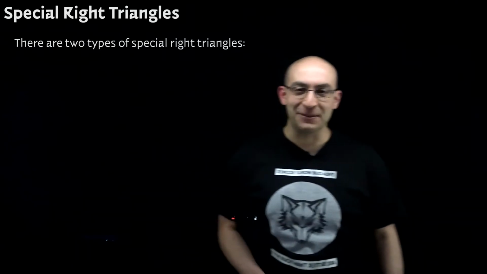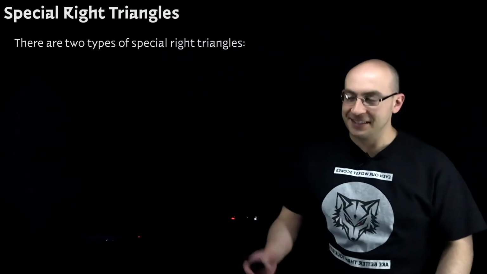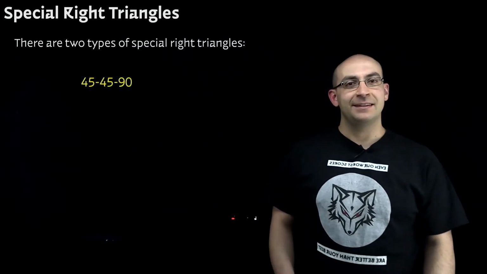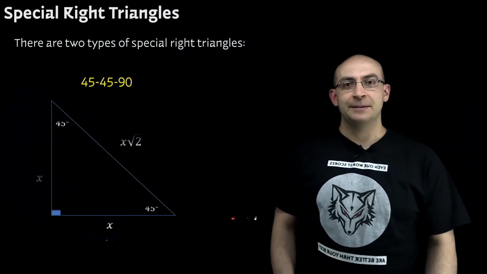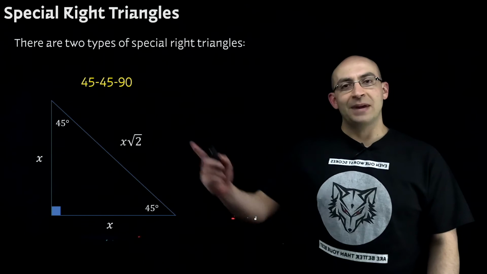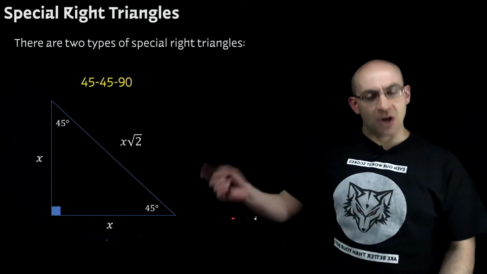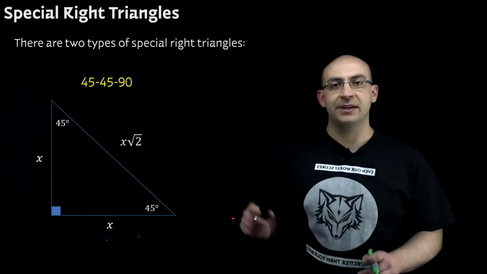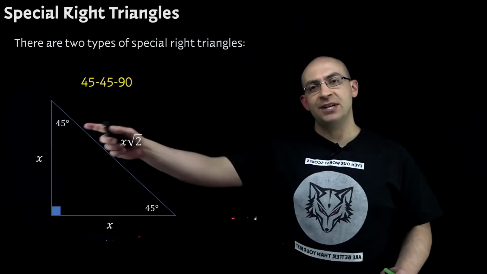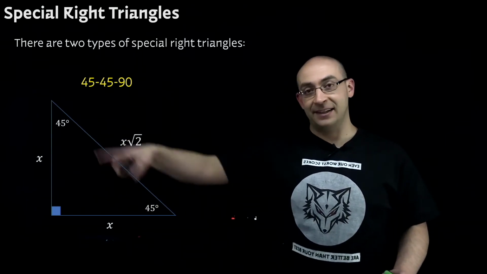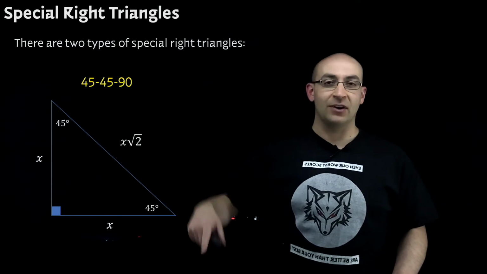Special right triangles. There are 2 types of special right triangles that we're going to talk about in terms of trigonometry. The 45, 45, 90, these are degrees obviously, where we have a right triangle, and it's called a 45, 45, 90 because it's referencing all 3 angles within that triangle. You see here that we have exactly identical breakdown of our angle measurements.